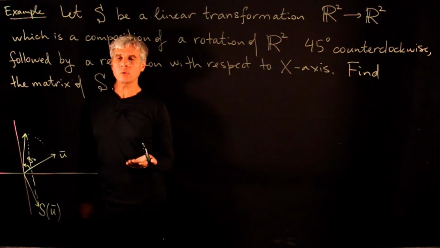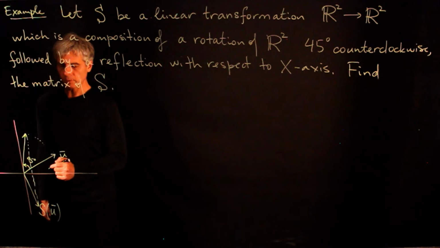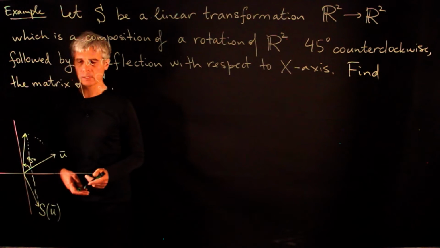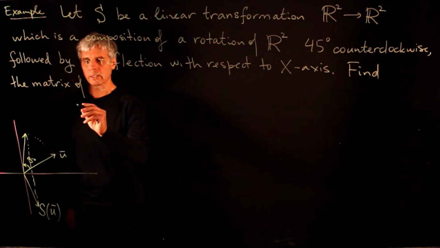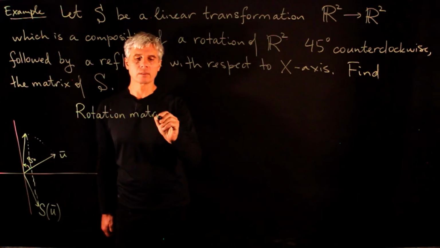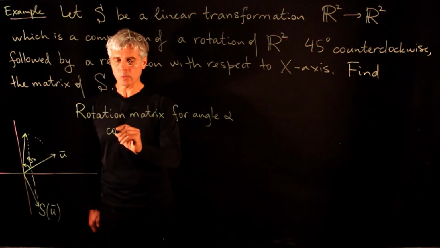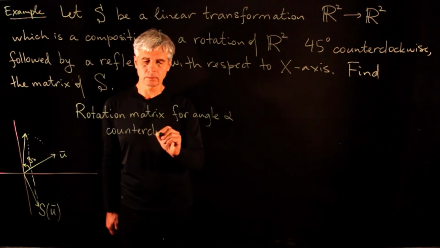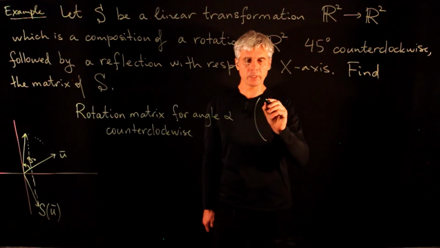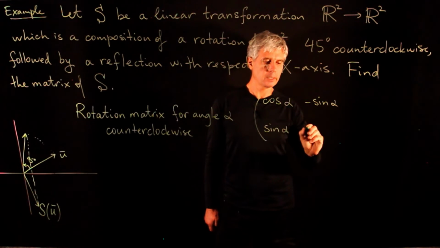The way we are going to do it is we are going to first find the matrix of the rotation, and then we find the matrix of the reflection. And finally, we take the product of these two matrices. So in general, we know that the rotation matrix for angle alpha counterclockwise is the following matrix. It's useful to remember it. Cos alpha, sine alpha, minus sine alpha, and cos alpha.